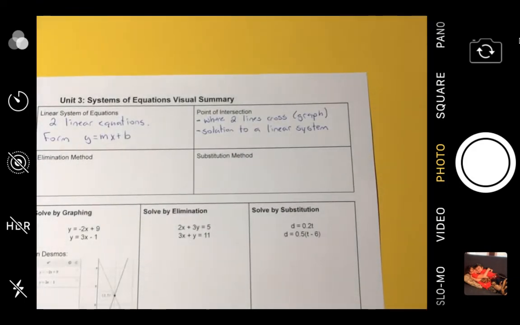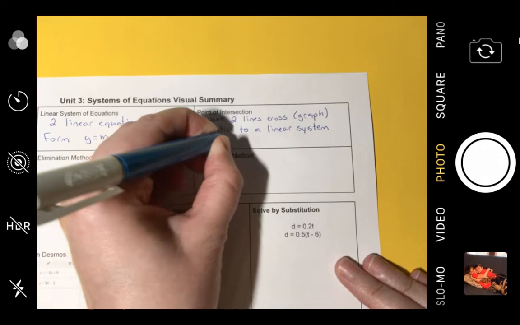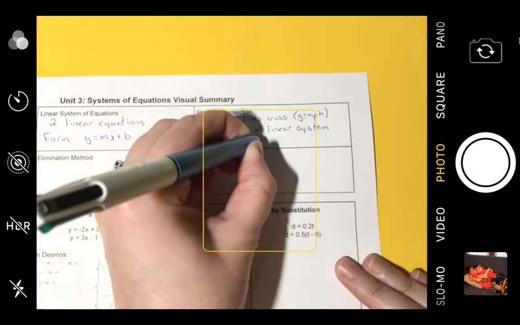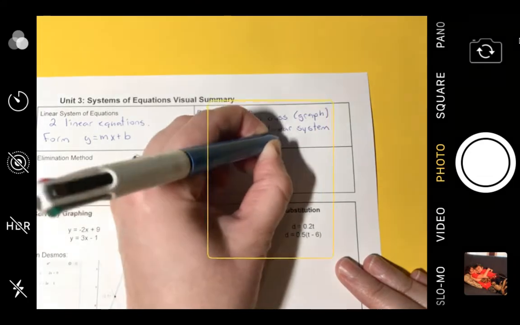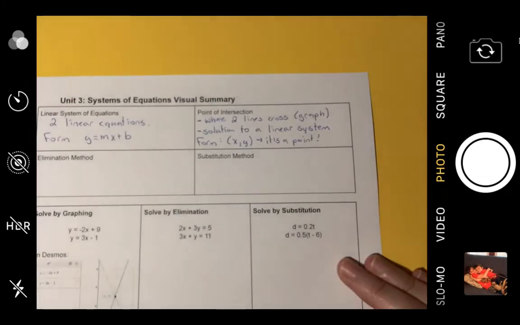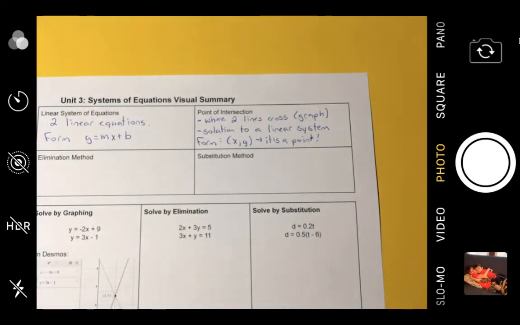Okay, this is a solution to a linear system, and remember, it has the form x comma y because it is a point. That point tells me where my two linear equations are equal. Okay.